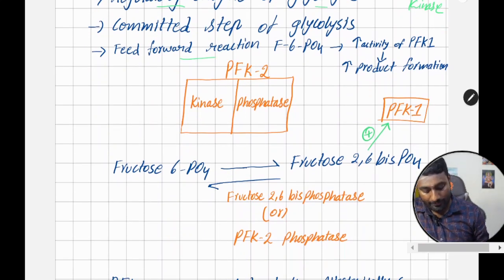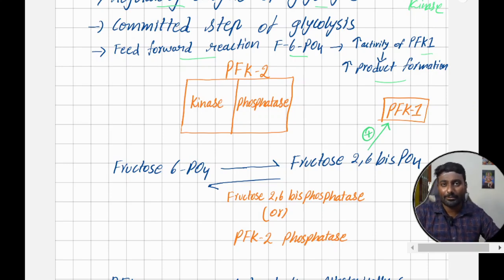Now, this is a feed forward reaction. What do you mean by this? The products are increasing the activity of PFK1. See, what do you mean by feedback inhibition, students? If the products which are formed inhibit the enzyme, that is called feedback inhibition. Feed forward reaction means the products which are formed activate the enzyme too much, so it is going forward.